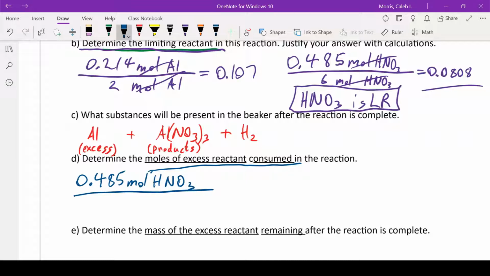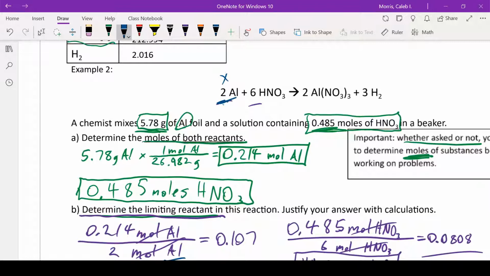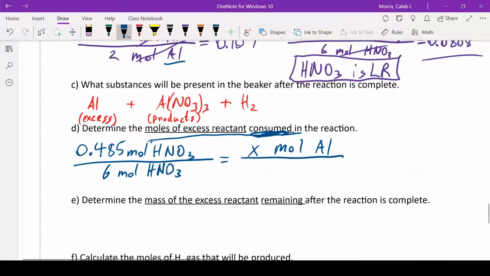Once we find the limiting reactant, that's our given from now on, over 6 moles of HNO3 equals, I want to know how much is consumed in the reaction, how much of our excess reactant, which would be aluminum. So X moles of aluminum over, looking at our equation, 2 moles of aluminum is what the equation says.